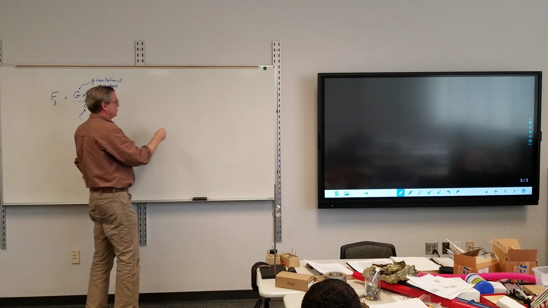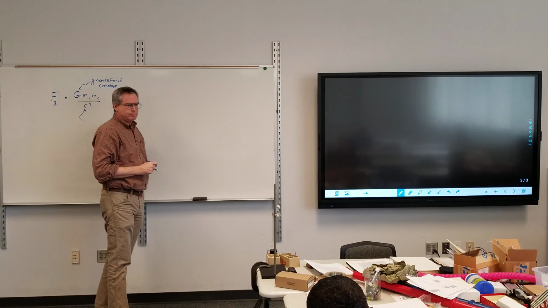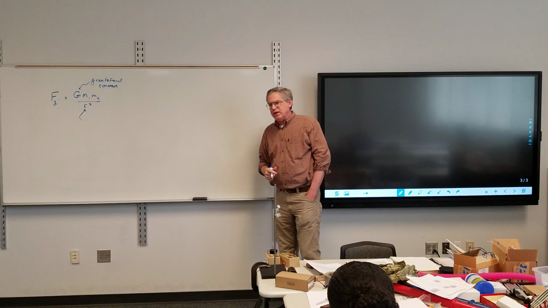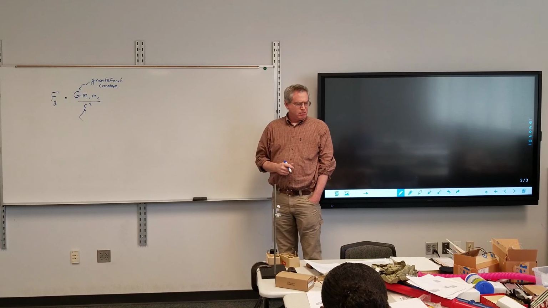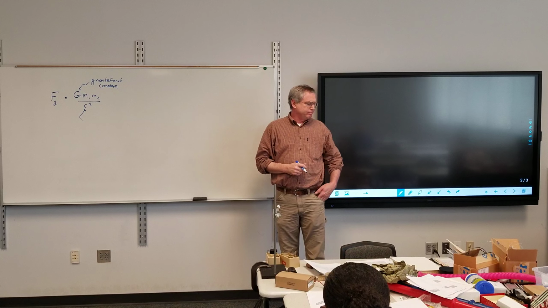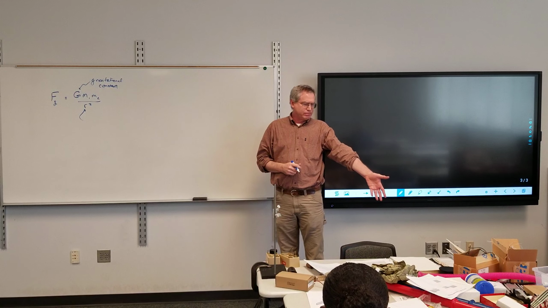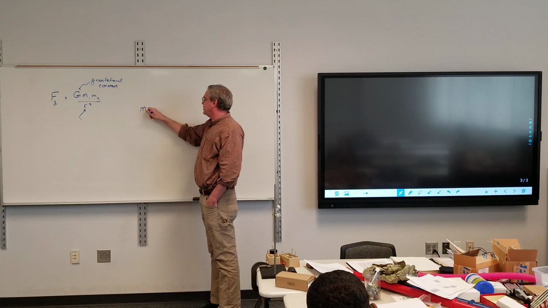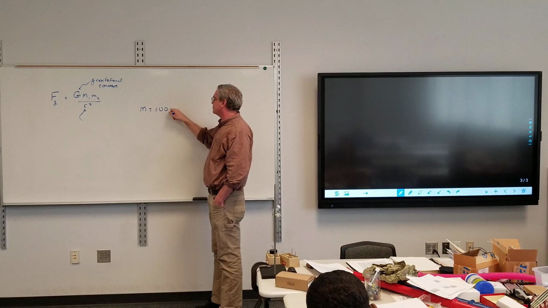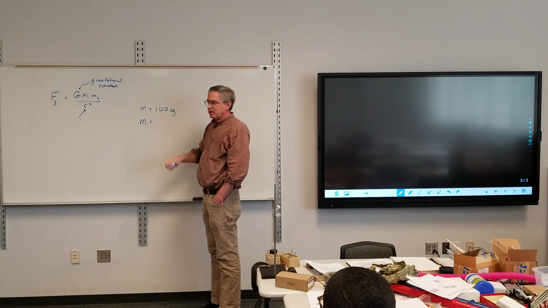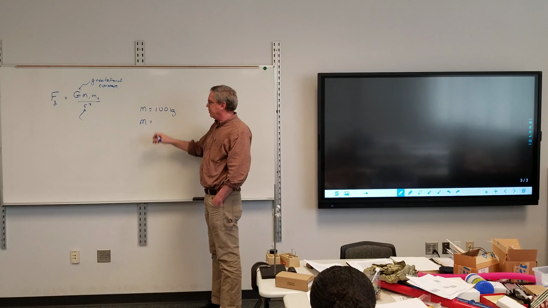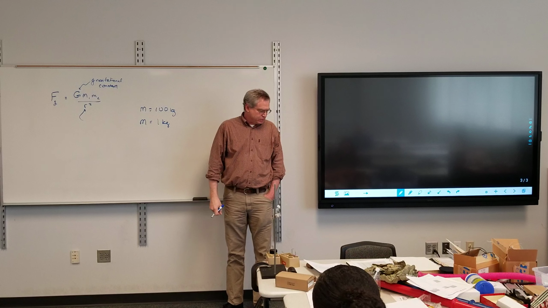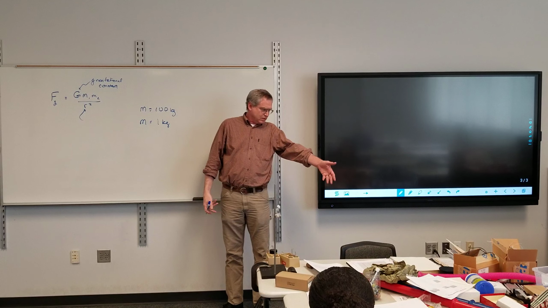So let's do a little number crunching here. I want to figure out what is the gravitational force between me and, we'll just say, that box down there, which has stuff in it. My mass is about 100 kilograms. The box down there, we'll just make the math easy, is about 1 kilogram. The distance between us is about 2 meters.